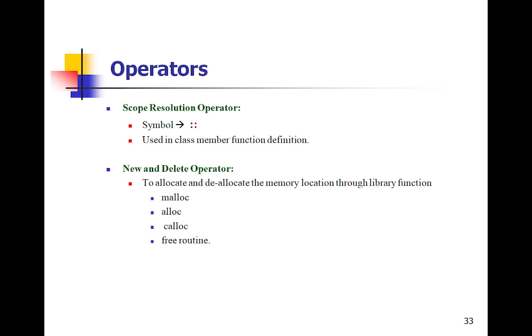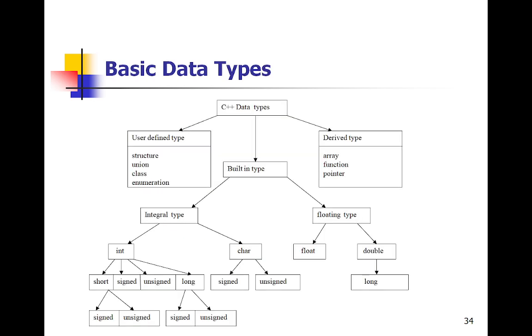So how we perform new and delete is allocation of memory space and deallocation of memory space through the library functions. It is possible. The malloc and dalloc functions are what we use, for new and delete operators, for allocation and deallocation of memory space. And these are all the different kinds of basic data types available in C++.